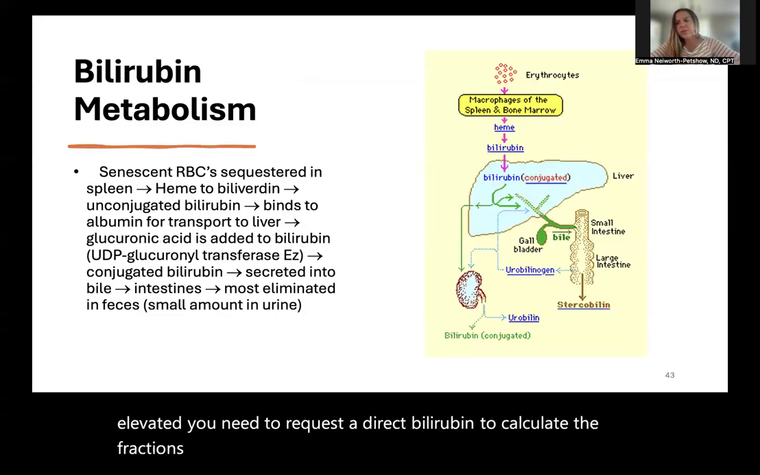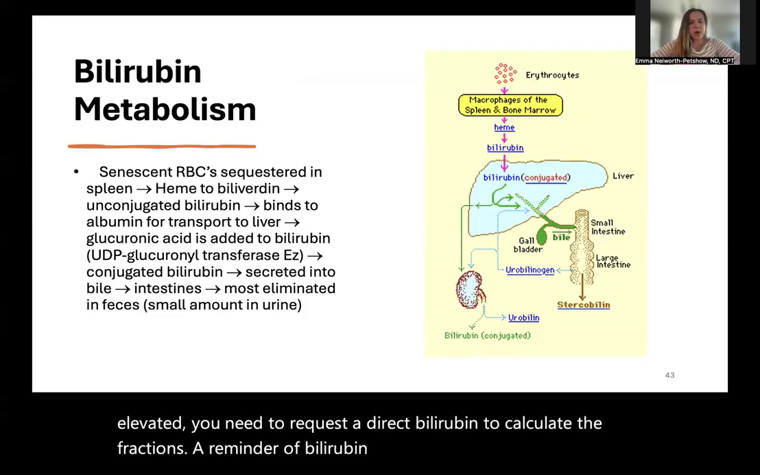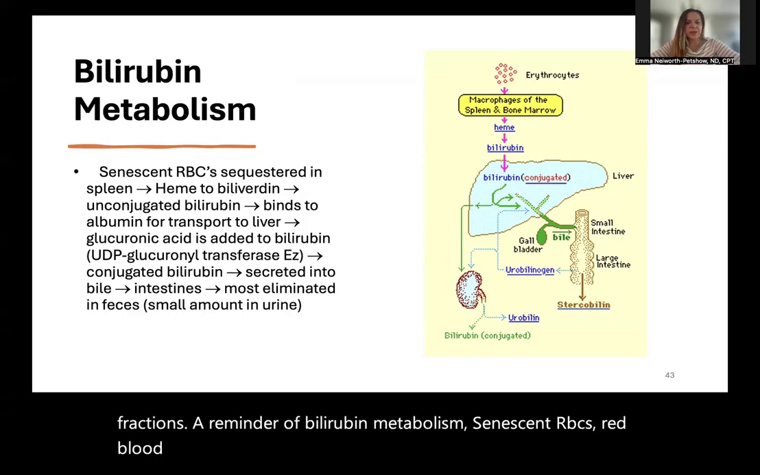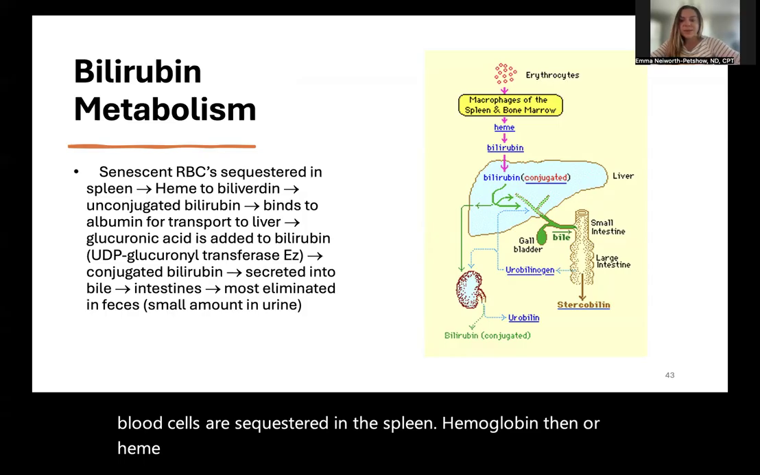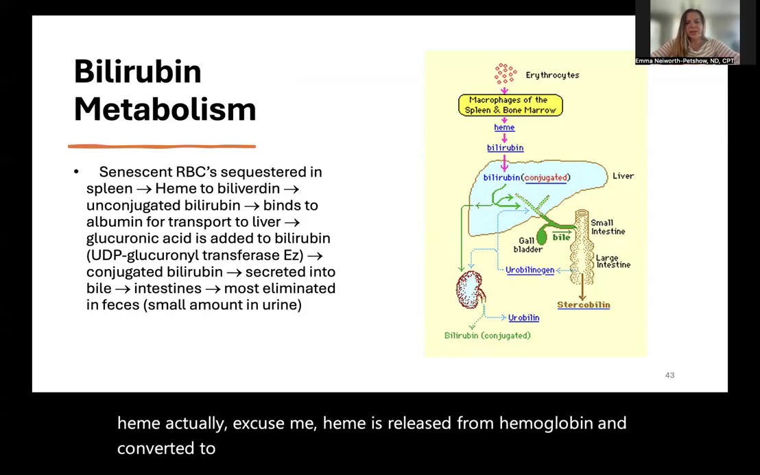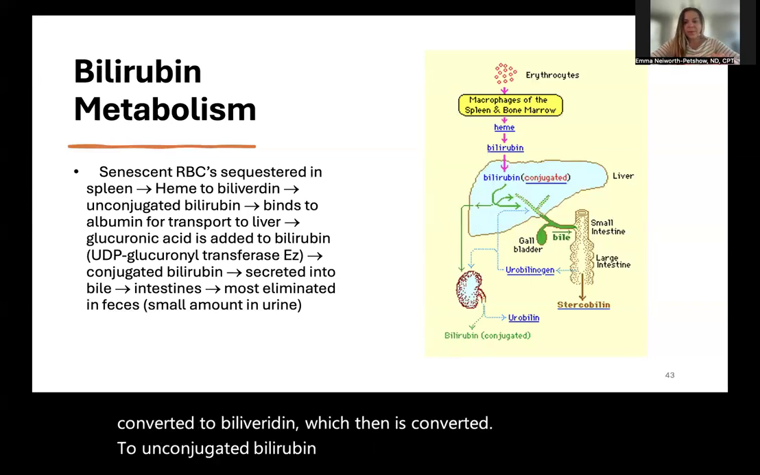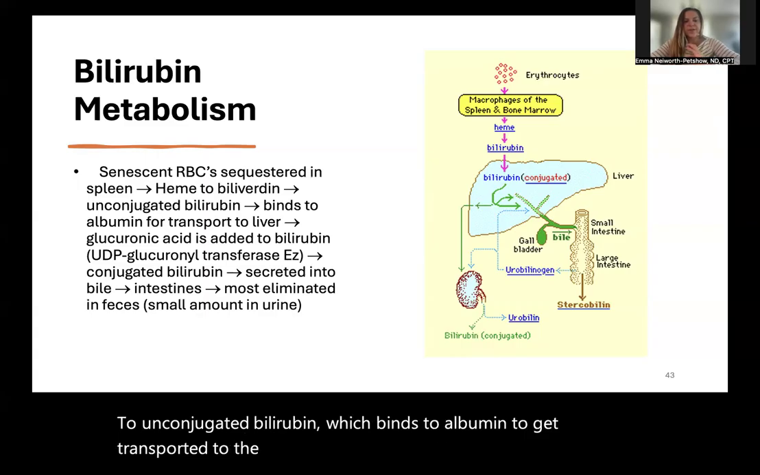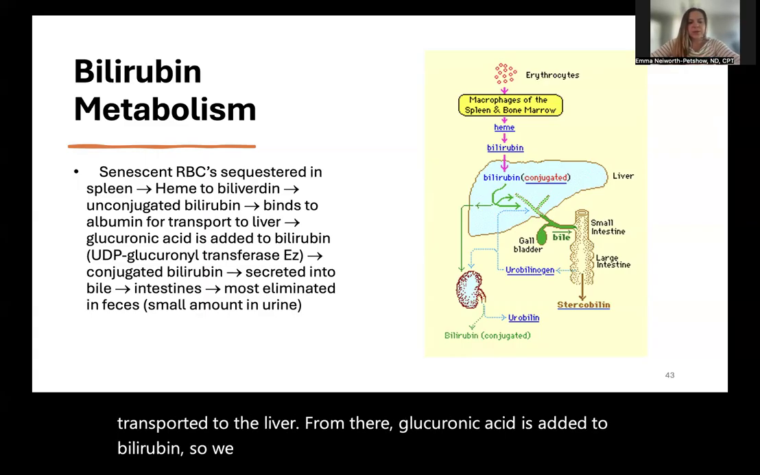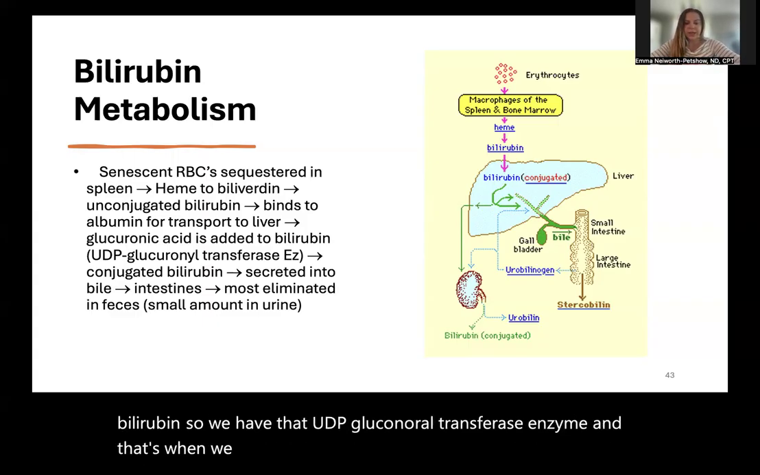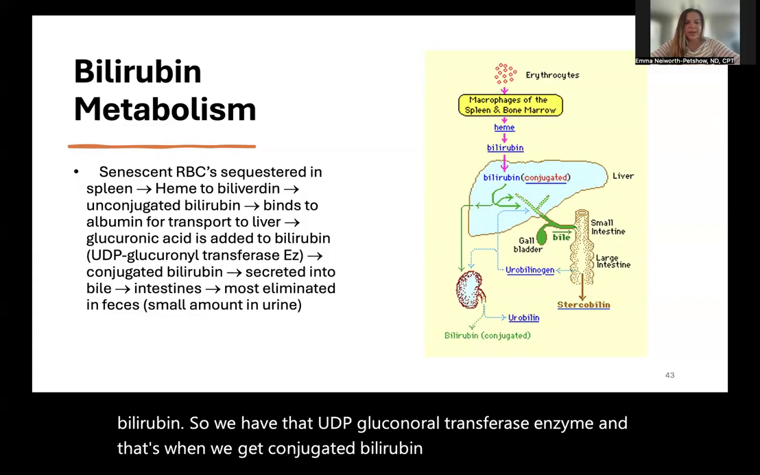A reminder of bilirubin metabolism. Senescent RBCs, red blood cells, are sequestered in the spleen. Heme is released from hemoglobin and converted to biliverdin, which then is converted into unconjugated bilirubin, which binds to albumin to get transported to the liver. From there, glucuronic acid is added to bilirubin. So we have that UDP glucuronyl transferase enzyme, and that's when we get conjugated bilirubin in our liver.